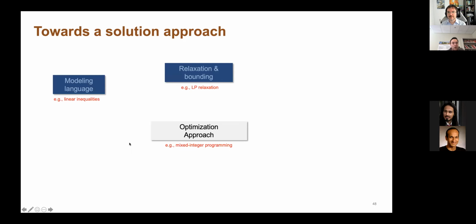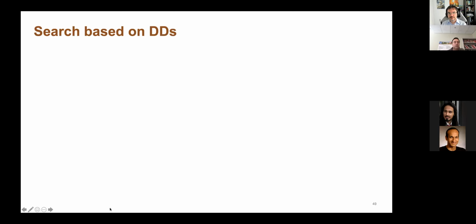Excellent. Okay, so we talked about relaxation and bounding. That's great. But what about when we get to search and solution methods? Because, okay, we have a bounding mechanism. Now, how do you actually use it to solve a problem? And you can solve it using the bounds, but also as a search-based mechanism. So can you use DDs for branching purposes?